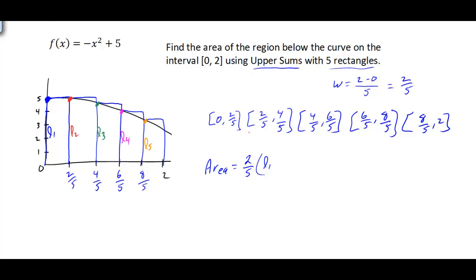L1 plus L2 plus L3 plus L4 plus L5. So just like before, we could just add up all of the lengths and multiply by 2/5. Now the question is, how do we find L1, L2, L3, L4, L5? Well, how did we do that before?